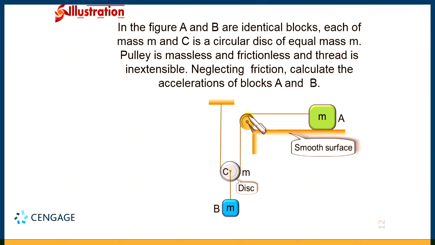The pulley is massless and frictionless, and the thread is inextensible. Neglecting the friction, calculate the acceleration of blocks A and B. We need to neglect the friction here and here also, and the mass of this disc is given. That means we need to consider the moment of inertia of this disc and its rotation. If there is no friction in this pulley and the pulley is small, the tension on this part of the thread and this part will be equal, but the tension in this part and this part will be different.